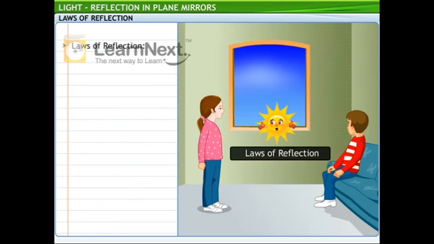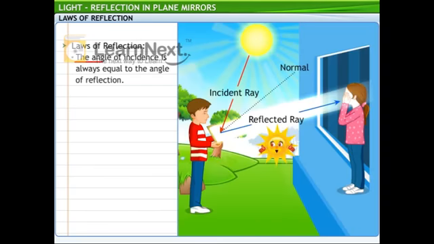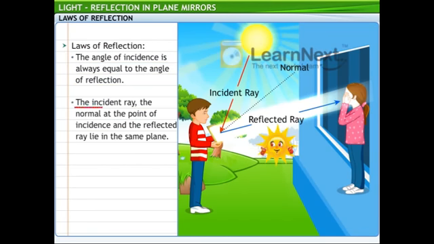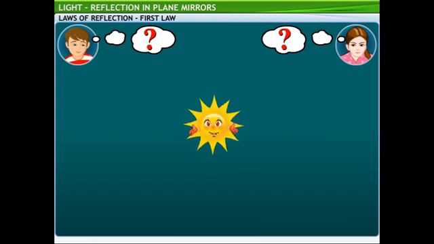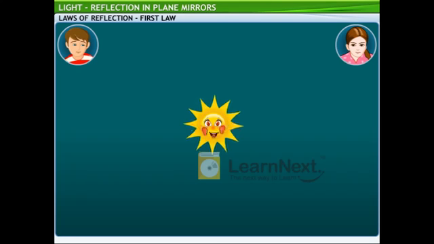Light rays follow two laws of reflection. They are: the angle of incidence is always equal to the angle of reflection. The incident ray, the normal at the point of incidence, and the reflected ray lie in the same plane. However, that's a lot of jargon. Let's carry out an activity to understand the basic terms related to reflection and then prove the first law of reflection.